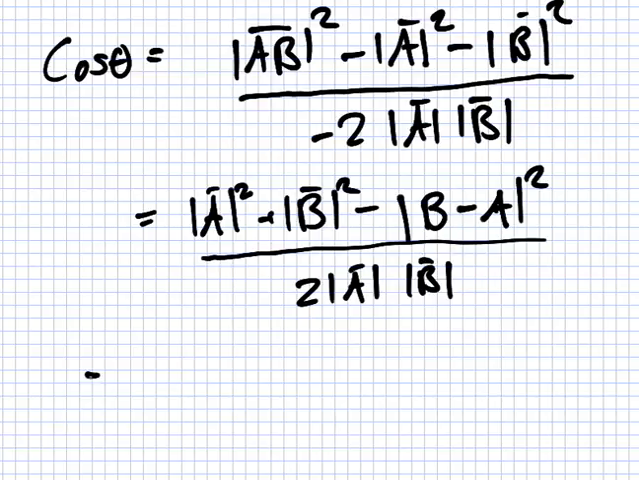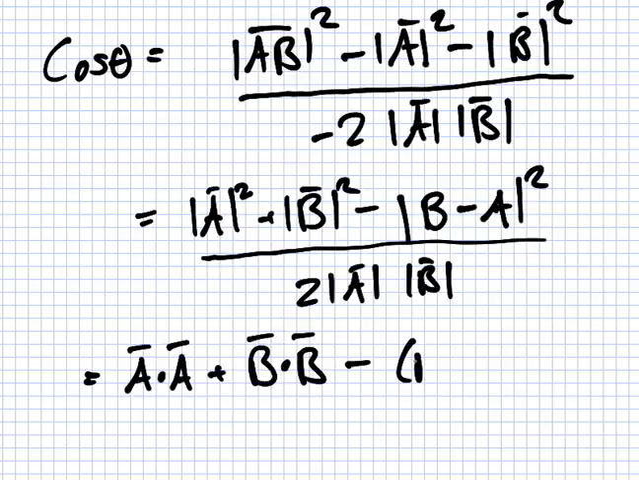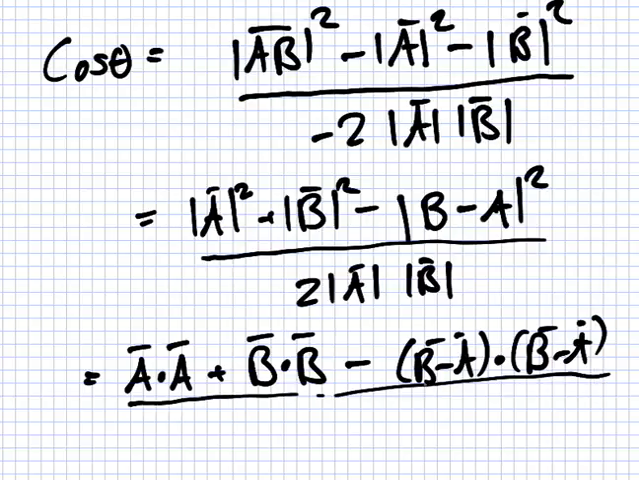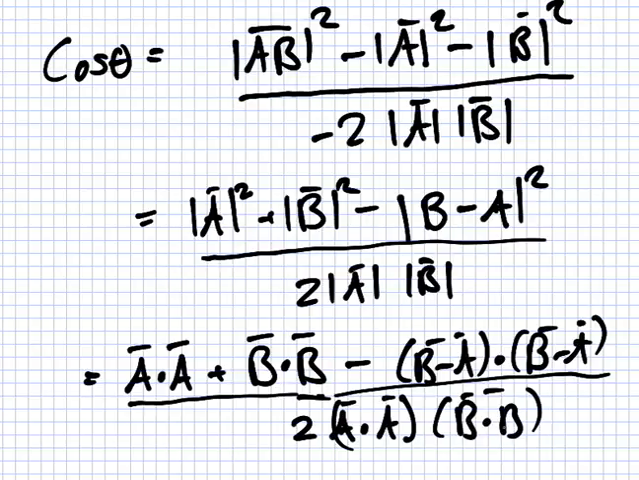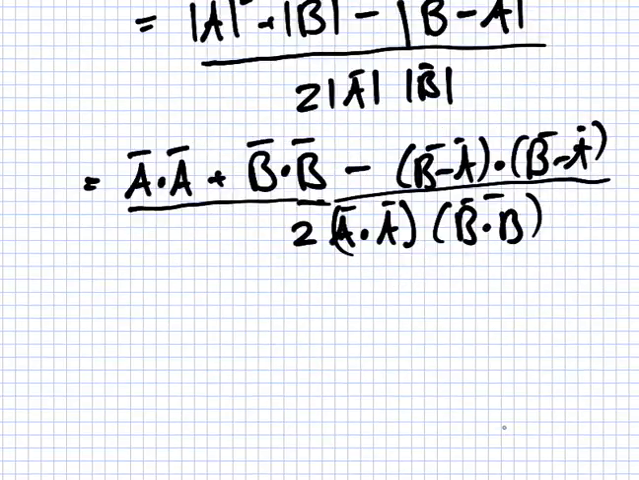Let's change these to dot products. So the magnitude of A squared is the same as what dot product? A dot A, plus B dot B minus B minus A dot B minus A, all over 2 A dot A times B dot B. Now I'm not going to bother writing the little arrows on the top because we know these A's and B's are vectors.